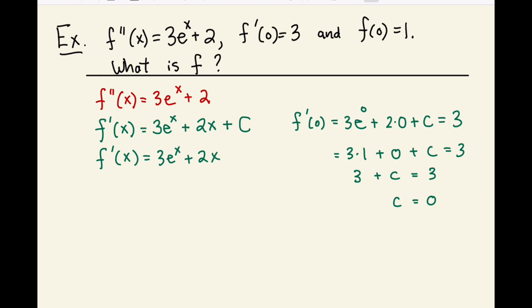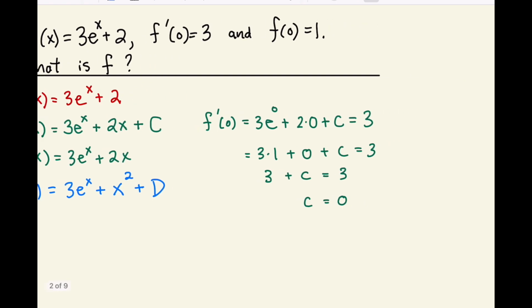But we want to go a step further because we want to actually find f. So let's take another antiderivative, and here I have f of x. So what do I differentiate to get this guy? Well, it's the same as what we just did, 3e to the x. And what do I differentiate to get 2x? Well, that's doing the power rule backwards. That's just x squared. And then I'm going to use a different constant here, d. So d is my new constant.